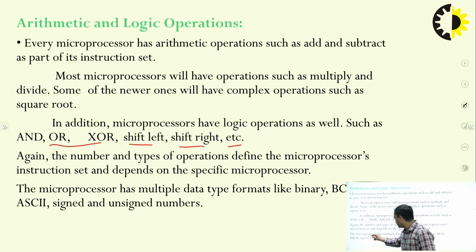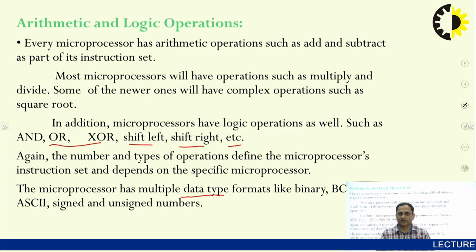Here the microprocessor has multiple data types. These data type formats are like binary, BCD numbers, ASCII codes, signed, unsigned. These types of numbers can be processed through the microprocessor. But one thing we have to keep in mind is that the language written in assembly language accepts hexadecimal numbers in the microprocessor.